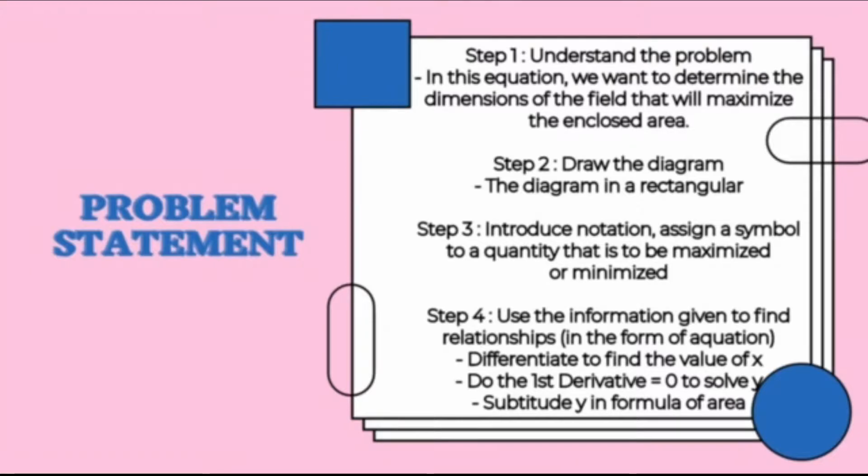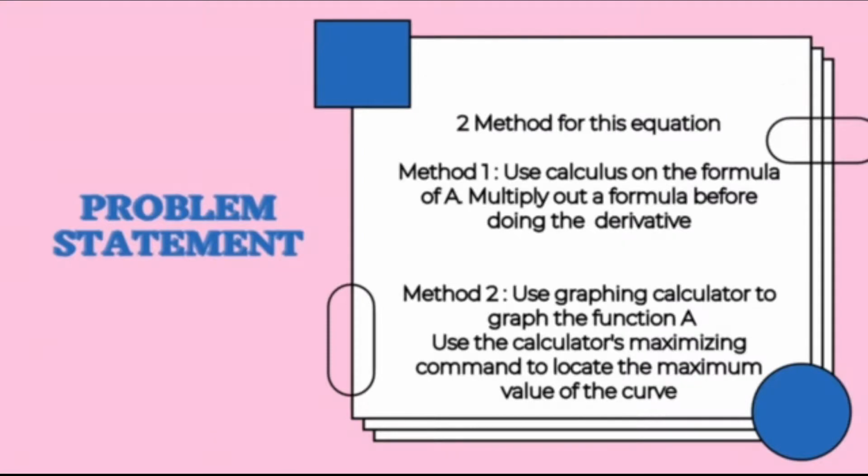Step 4. Use the information given to find a relationship in the form of an equation. Differentiate to find the value of x. Set the first derivative equal to 0 to solve for y. Substitute y in the formula of area. We have two methods for this equation. Method 1. Use calculus on the formula of area. Multiply out the formula before doing the derivative. Method 2. Use a graphing calculator to graph the area function. Use the calculator's maximizing command to locate the maximum value of the curve.